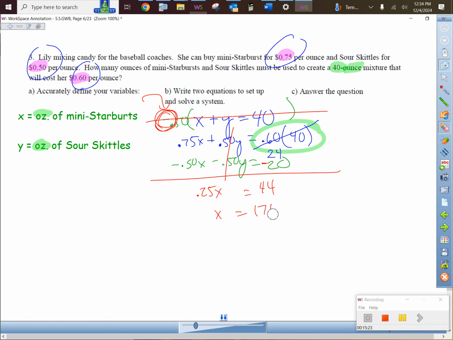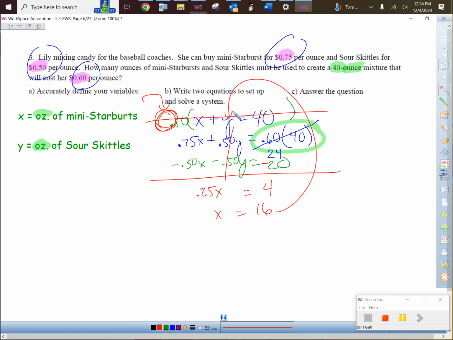How did I know it was wrong for sure? Because 176 is more than 40 ounces, right? Shouldn't it only add up to 40 ounces? So made a mistake, my bad, owned up to it. How about 4 right there? And did you get 16 when you get this instead? Does 16 sound better? Makes a lot more sense because there's no way she's getting 176 ounces of Starburst when you only need 40 ounces total. So 16 ounces of this, and what does that mean for the y's? How much would be left for that? 24, right? So y is going to be 24. So 16 ounces of mini Starburst.